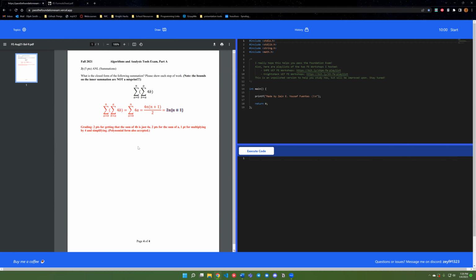To be honest, the grading on these really confuses me about how far they really want you to go. If it asks for simplified, I would take it all the way to polynomial form.